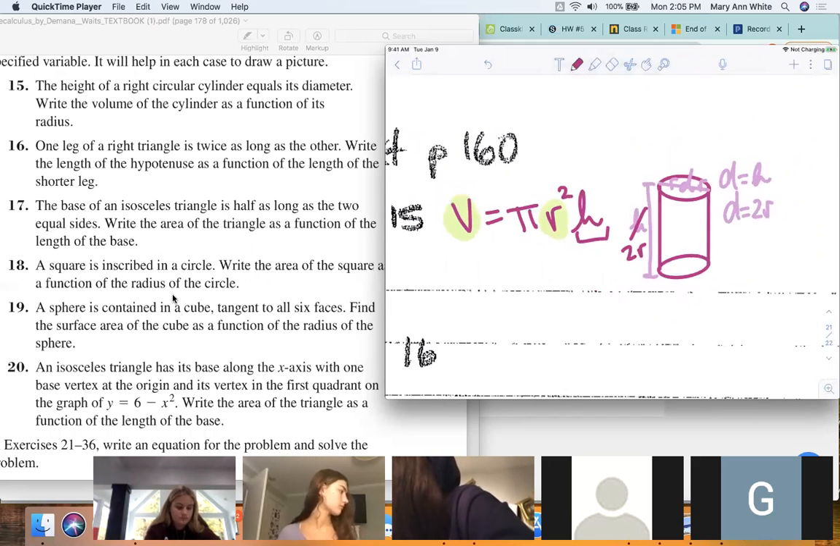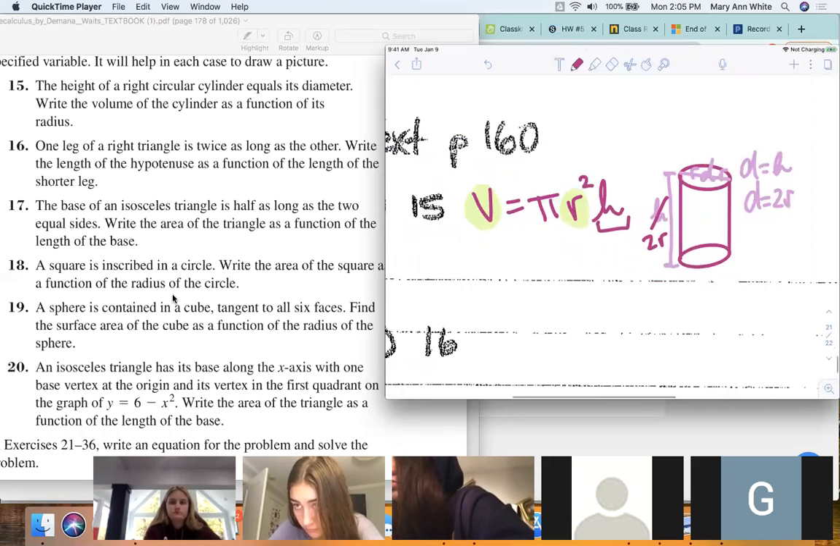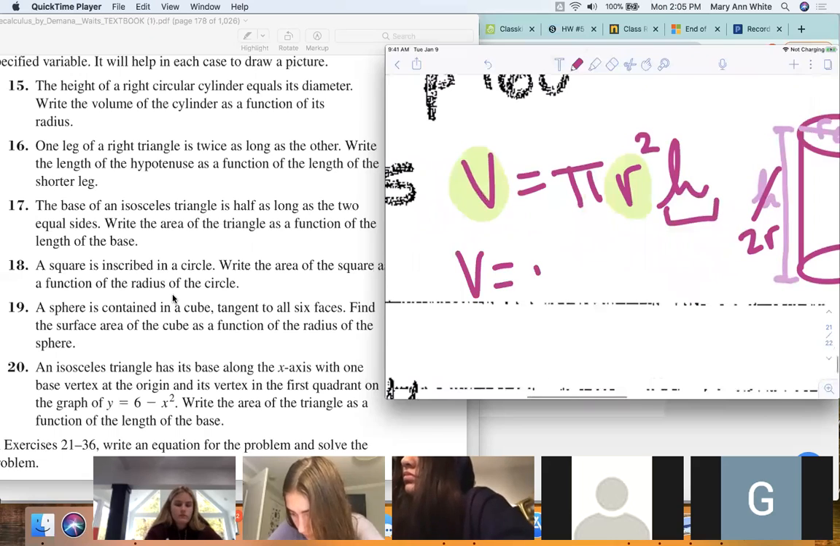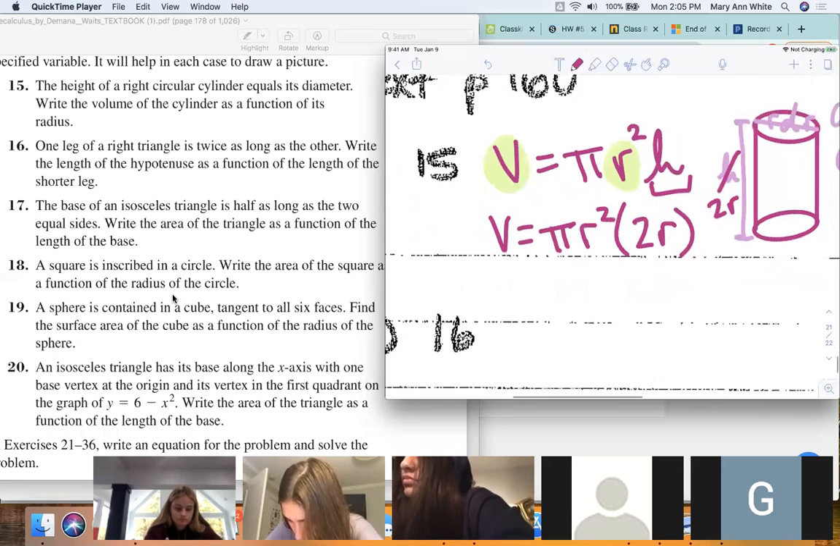If I rewrite my height as 2r, oh, now I can just easily plug it in and solve, or simplify at least, simplify it down as much as possible. So I can plug in, v stays the same, pi stays the same, r squared stays the same. The only thing that changes is my h, and it becomes 2r.